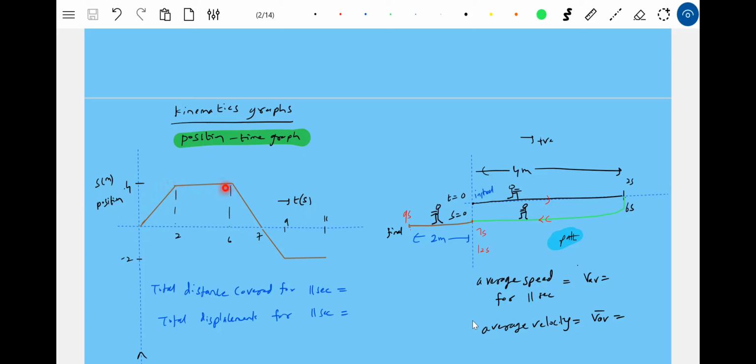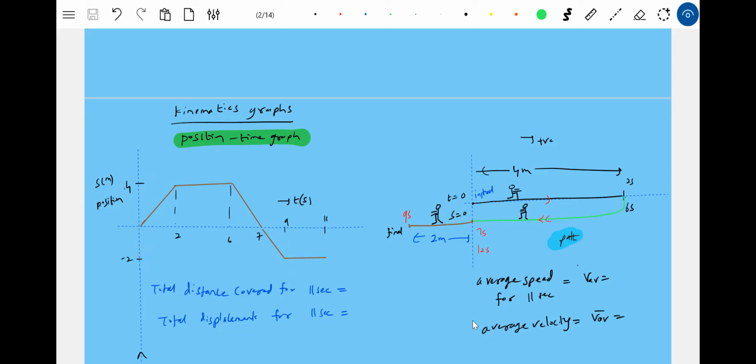Then for another 4 seconds, from 2 to 6 seconds, you will not undergo any displacement. You are there at 4 meters only, because that is the position. Then for another 1 second, you will return back to the original position. You'll come back to the origin, the initial point. Then you'll start moving towards the left. By how much distance? 2 meters. Then for another 2 seconds, it will not move. It will be there only.